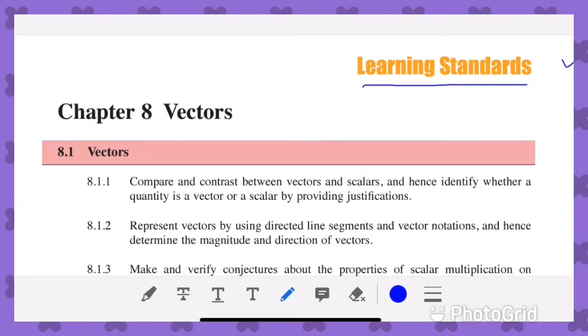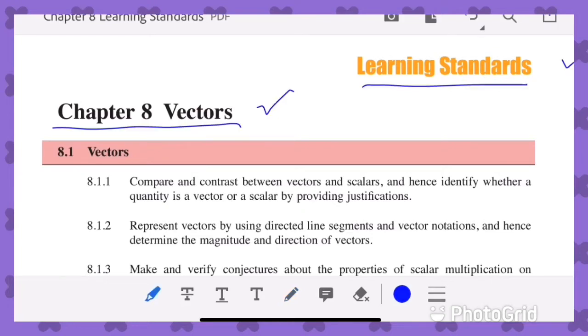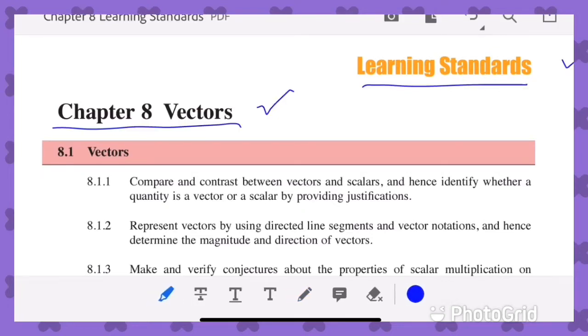Our learning standard today is that we want to compare and contrast between vector and scalar, and hence identify whether a quantity is a vector or a scalar by providing justification. So you have to actually understand the meaning of vector quantity or scalar quantity.